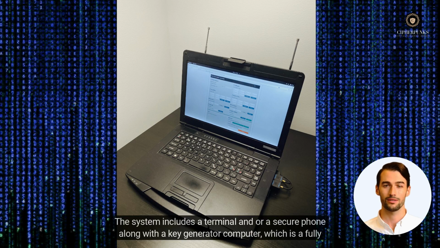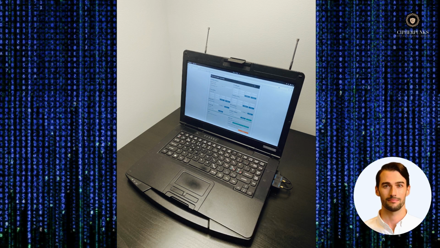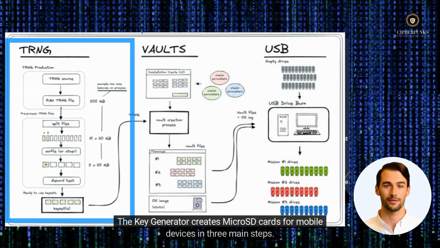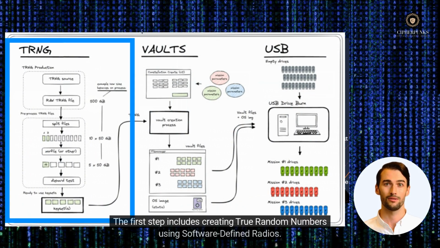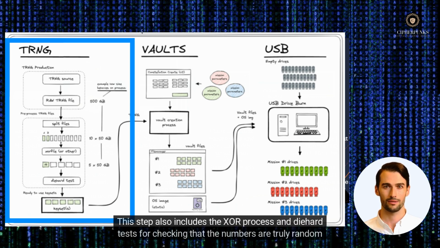The system includes a terminal and/or a secure phone along with a key generator computer, which is a fully offline system for creating the one-time pad keys for all one-time pad devices. The key generator creates micro SD cards for mobile devices in 3 main steps. The first step includes creating true random numbers using software-defined radios. This step also includes the XOR process and diehard tests for checking that the numbers are truly random.